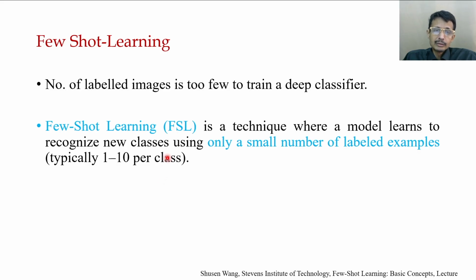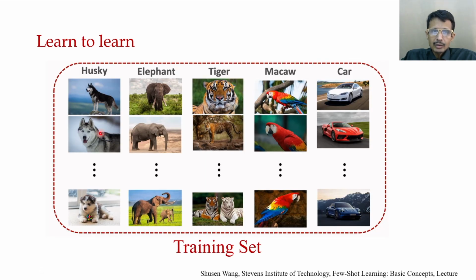Definitely, if we use the conventional supervised paradigm, there will be a chance of overfitting, and generally the model does not learn anything from such a small data set. So what is the counterexample? Now this is the training set, you can see. There is one each of dog, elephant, tiger, macaw, car, and so on.